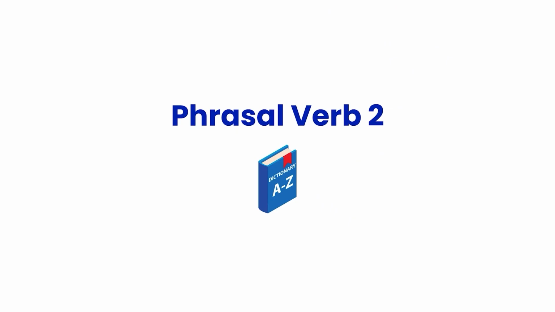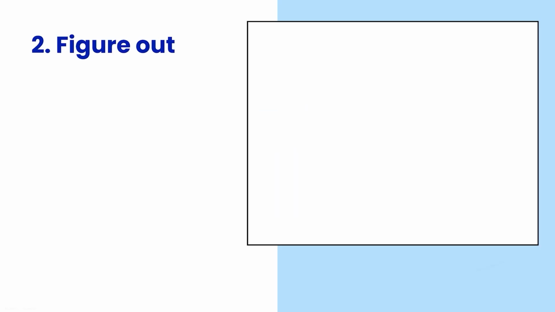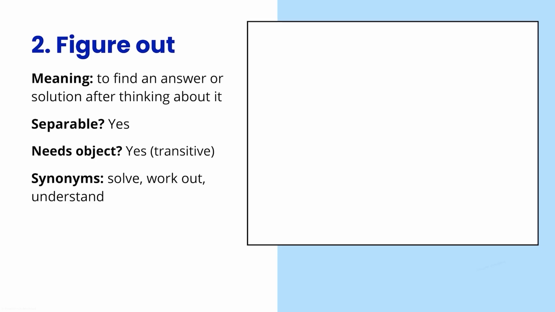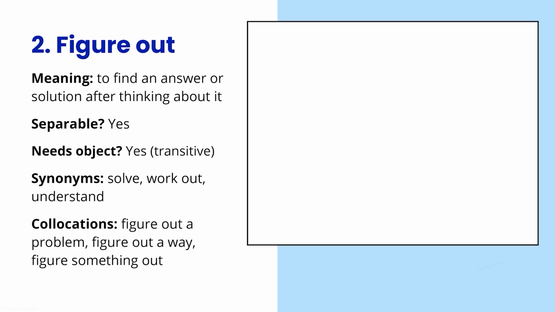Now, let's look at phrasal verb number 2, which is figure out. Figure out means to find an answer or solution after thinking about it. So, is it separable? Yes, it is. Does it need an object? Yes, it does. Here are some synonyms: solve, work out, and understand. And here are some collocations: figure out a problem. So if you figure out a problem, you find an answer or a solution to that problem. Figure out a way and figure something out. These are two more collocations.